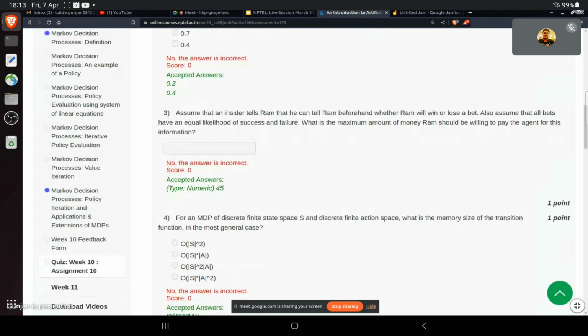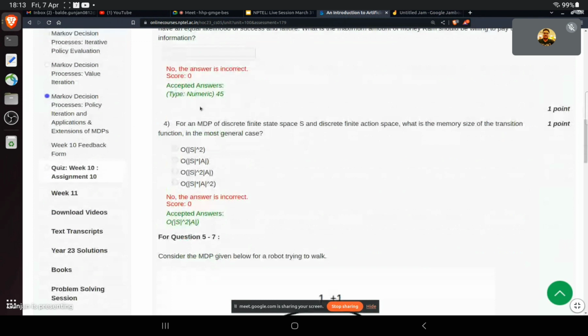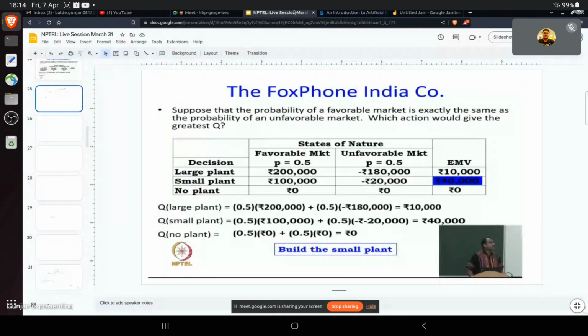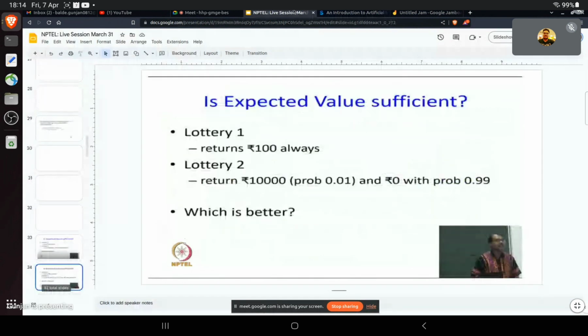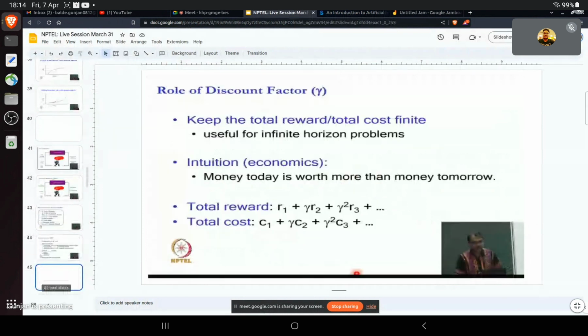Okay, cool. So for the fourth question, it says for an MDP of discrete finite state space and a discrete finite action space, what is the size of the transition function in the most general case? So this was already covered in lecture. It is order of S squared A. You can refer to the slides for this. It was discussed in the lecture that it is order S squared A.